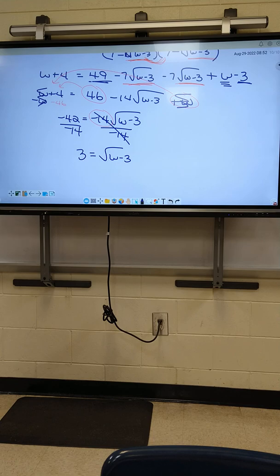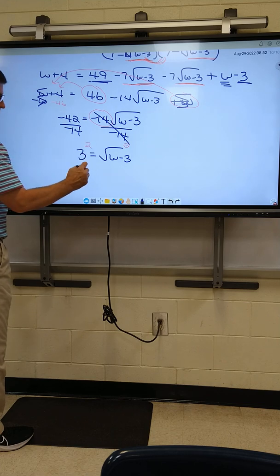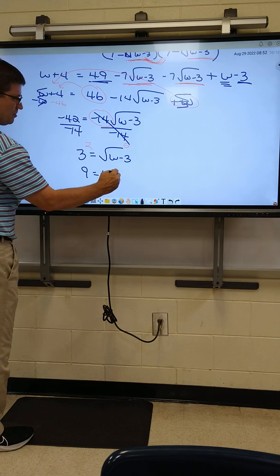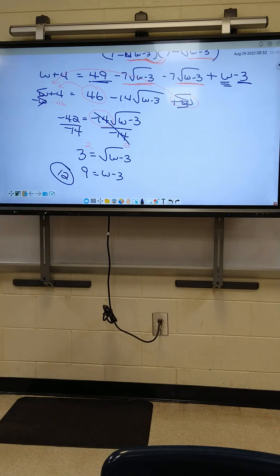All right, who can give me the last step now on this problem? Get rid of this square root. Square both sides. I got 9 equals W minus 3. Move it over. So all that work, we got 12.